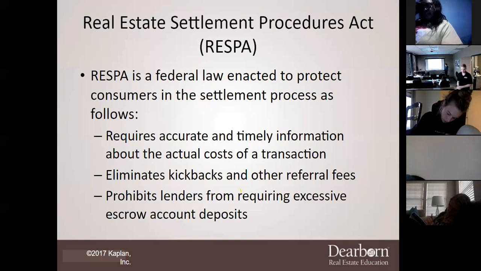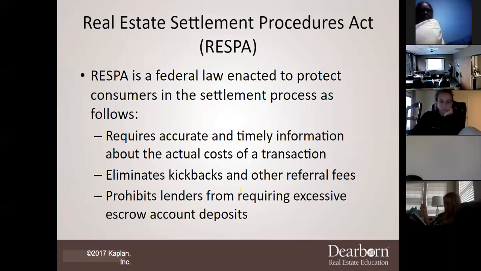So RESPA eliminated kickbacks and other referral fees, and it prohibits lenders from requiring excessive escrow account deposits. They don't want people having to pay way too much in the beginning when they have to deposit into escrow. So RESPA protects consumers from stuff like this. But please do remember, $50 referral fee, and it can't be cash. You will need to know that. That was tested for sure.